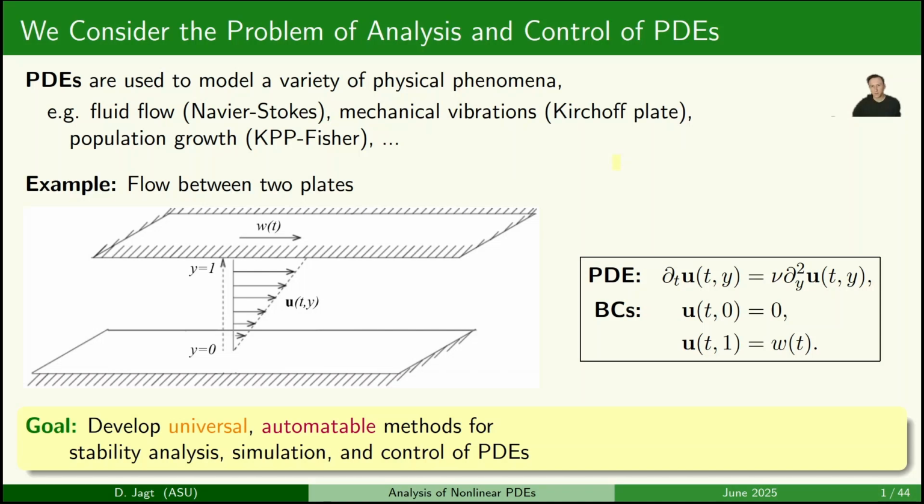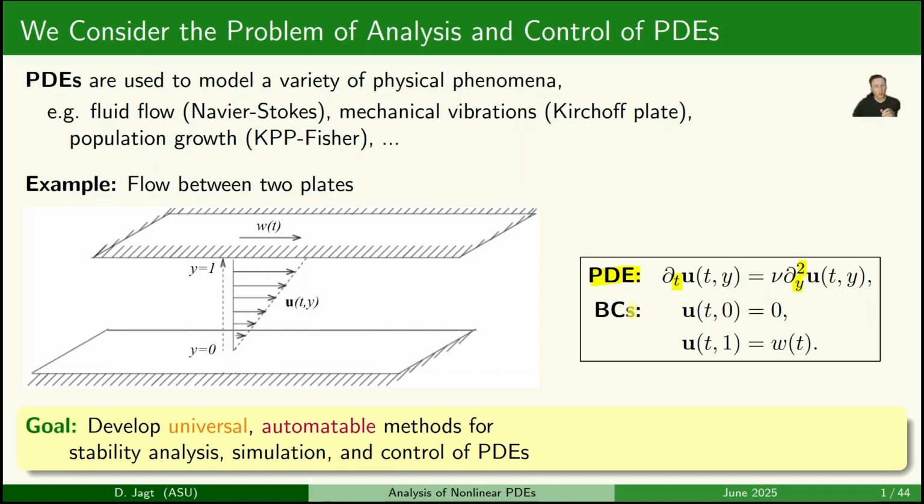a few applications. Now, these PDEs then relate the temporal derivative of some state variable of interest to its spatial derivative. So, for example, to model the flow between two plates under some simplifying assumptions, we can use this simple linear 1D PDE here, relating the temporal derivative of the flow velocity to its second order spatial derivative.